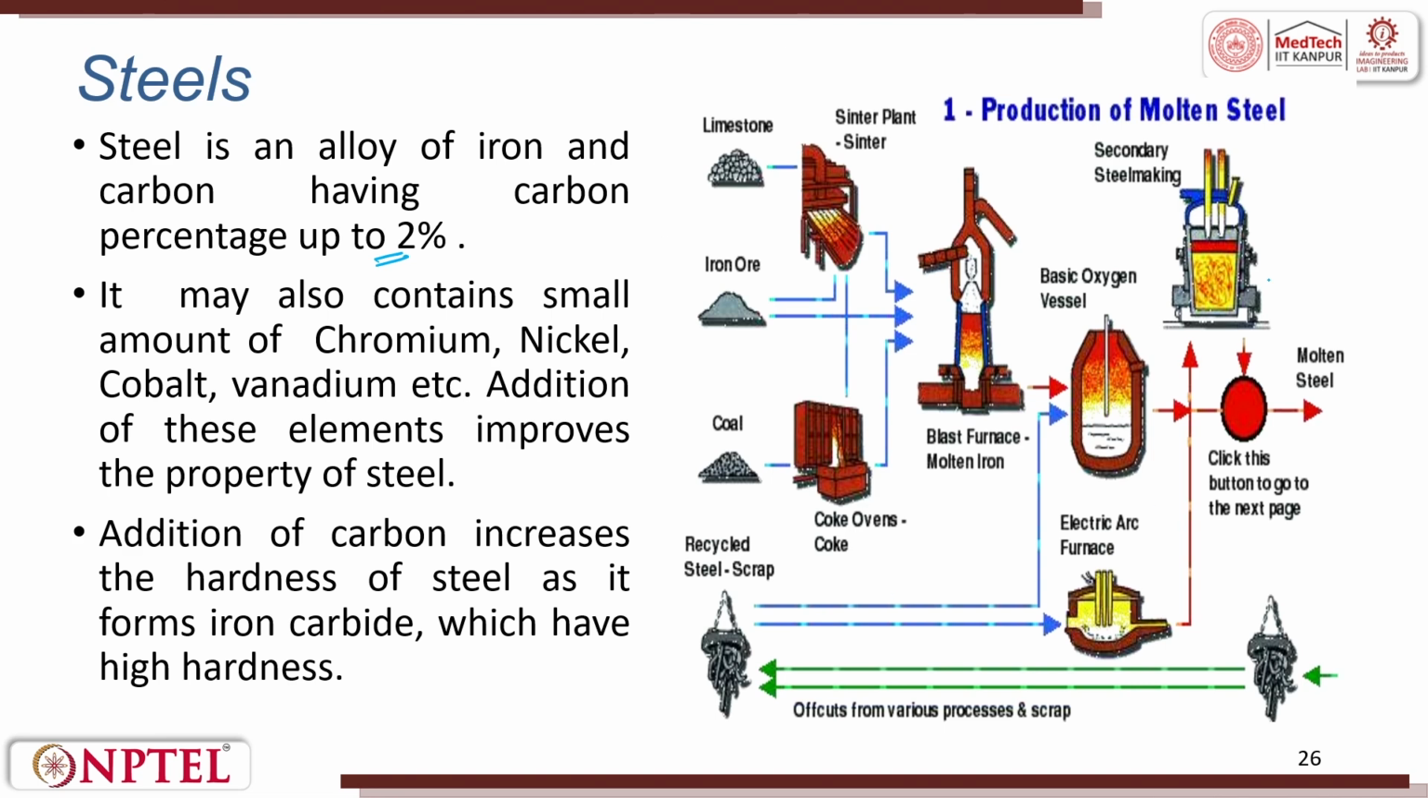If you see the production of steel, you can see limestone, iron ore, coal and other scrap items. Limestone is put into a sinter plant, then it gets into a blast furnace. Iron ore is put into the blast furnace and coal is also added there. The output is put into a basic oxygen vessel. From there, they try to get the molten steel.